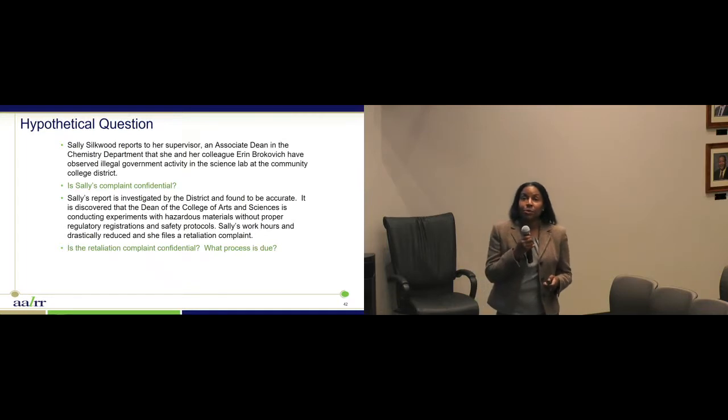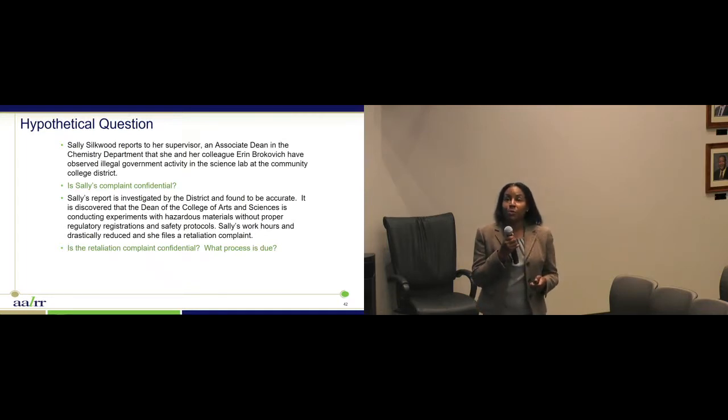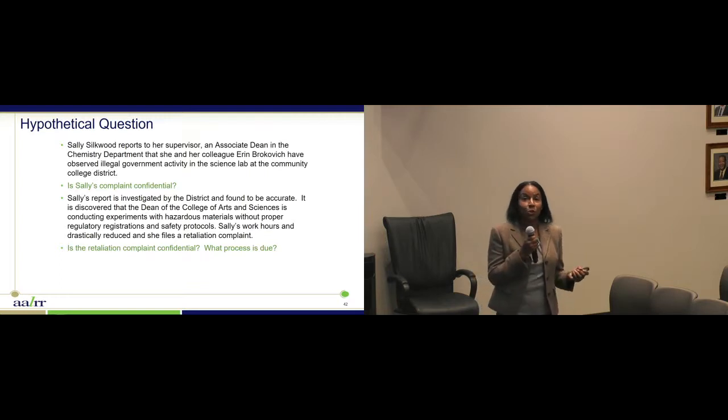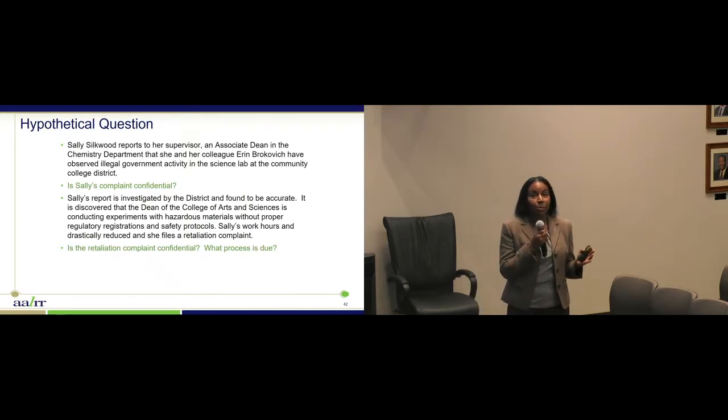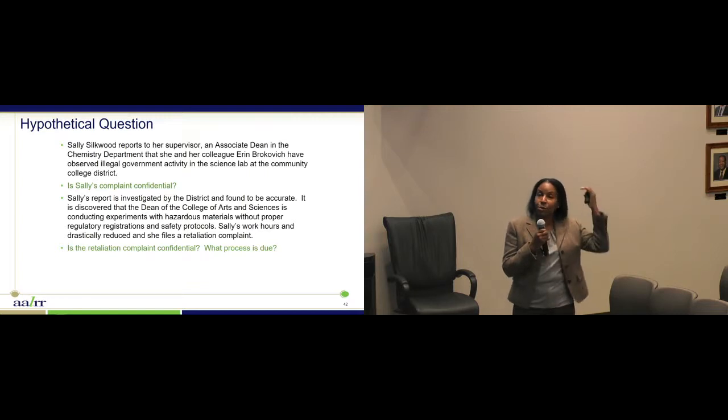We have Sally Silkwood, who reports to her supervisor, who's an associate dean in the chem department, and she and her colleague, Erin Brockovich, have observed illegal government activity in the science lab at the community college district. So the first question is, is Sally's complaint confidential under the whistleblower statute? Remember, Sally's not accused. If she's going to make a whistleblower complaint, is that confidential?